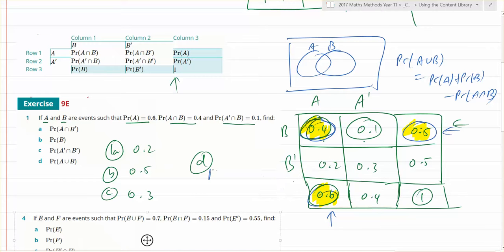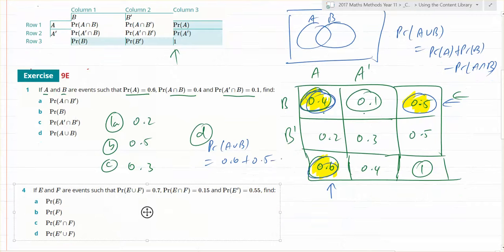So the probability of A union B is the probability of A. What's the probability of A? The probability of A is 0.6 plus 0.5. We automatically know there's something wrong here because 0.6 plus 0.5 is 1.1. That's not what we want. That's greater than 1, that's nonsense. So we need a minus 0.4. So 1.1 minus 0.4 gives me 0.7. Okay, so that's how you do D.